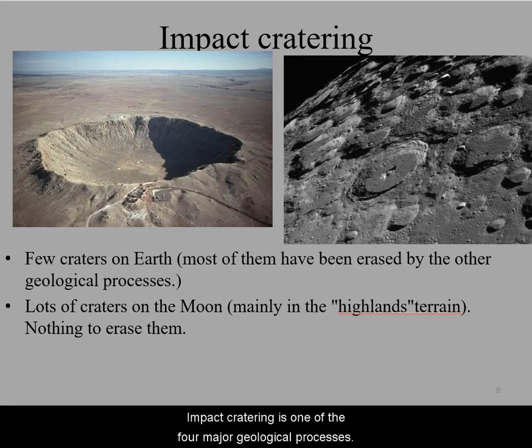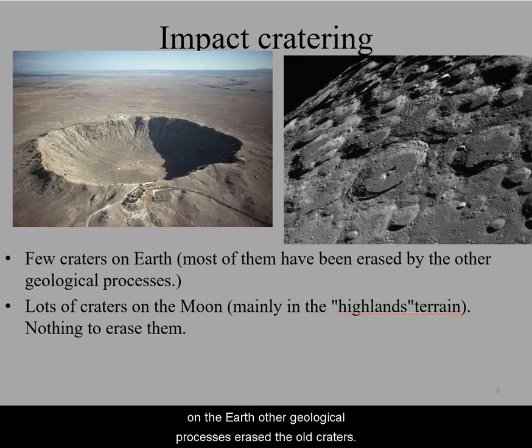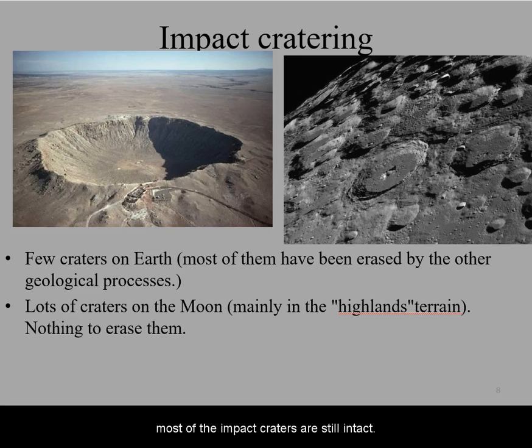Impact cratering is one of the four major geological processes. It is characterized by circular depressions with raised rims. It is thought that both the Earth and the Moon used to have a lot of impact craters. However, on the Earth, many of the other geological processes erased the old craters. On the Moon, being geologically inactive and having no atmosphere for erosion, most of the impact craters are still intact. These are mostly visible in the highly cratered highlands terrains.